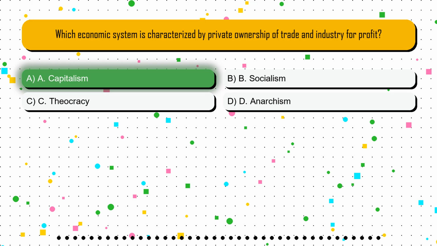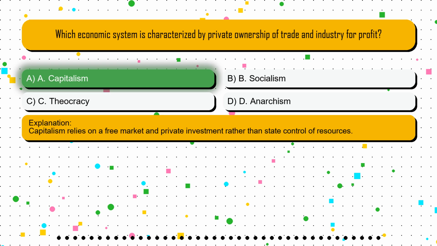The correct answer is option A. Capitalism. Capitalism relies on a free market and private investment rather than state control of resources.